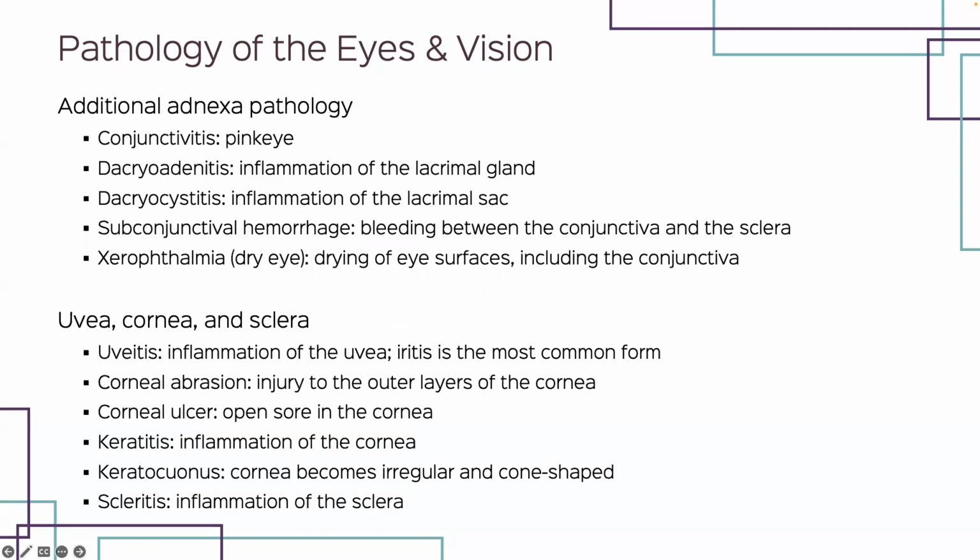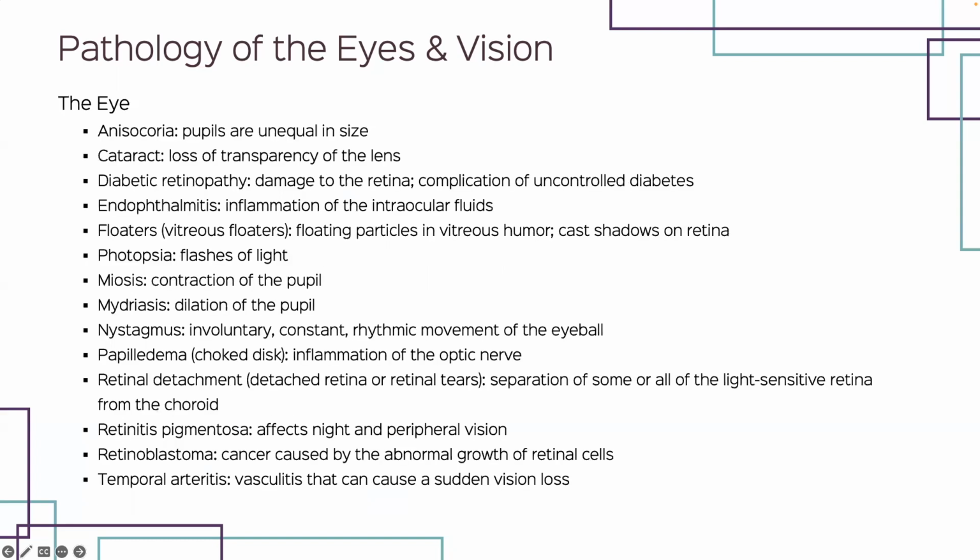The additional adnexa pathology: your conjunctivitis itself is going to be what's known as pink eye. Dacryoadenitis is going to be an inflammation of the lacrimal gland. Uveitis is going to be an inflammation of the uvea. Corneal ulcer is just going to be an open sore on the cornea. And then your scleritis is going to be an inflammation of the sclera.